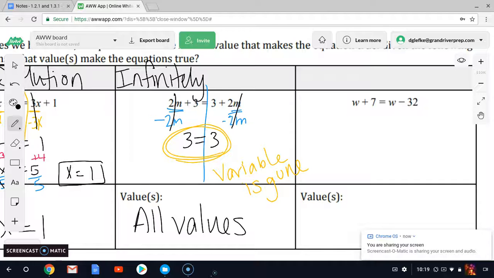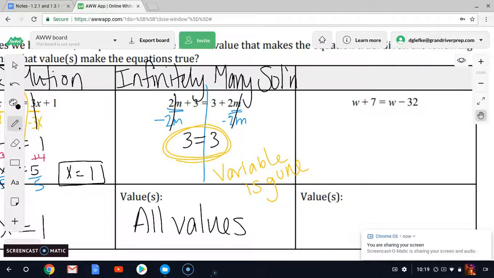So infinitely many, and we're going to just do solutions. Okay, so I could plug in 3 for m. I could plug in negative 267 for m. I could plug in 36.723 for m. All of those will work.